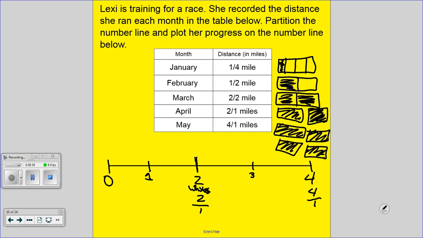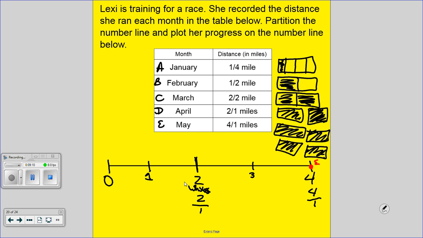Yeah, let's go ahead and put A, B, C, D, E. And those will be like our markers when we put them on the number line. That way it just makes it a little easier to see. So Tajir is exactly right. May, or what I just called point E, is going to go right at the very end. Because in May, she ran 4 whole miles. Well, 4 wholes is right at the back of my number line.